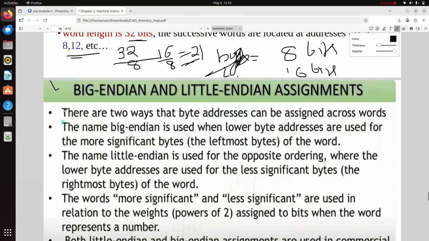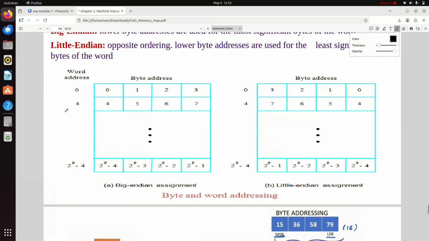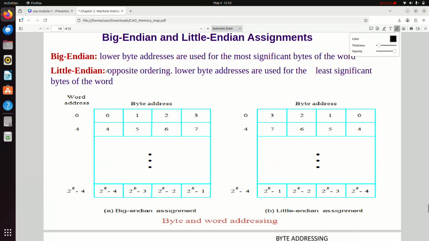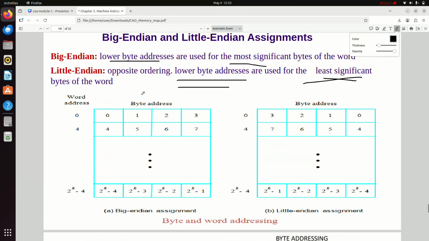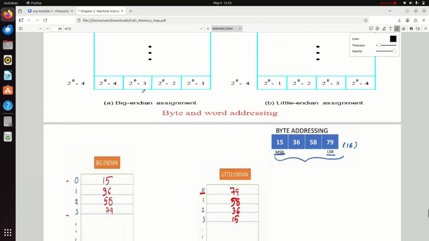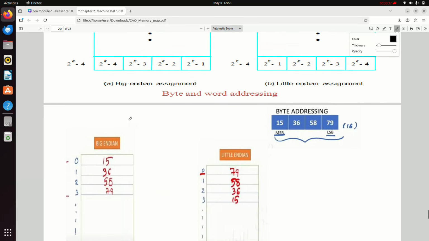Fine. Now to understand big endian and little endian, I'm going to explain with just one example. Big endian means lower byte addresses are used for the most significant byte, and little endian means the lower byte addresses are used for the least significant byte. For example, if I have 1536, 5876, this is my lower address. The lower address containing the most significant byte would be big endian, and the lowest address containing the least significant byte would be little endian.